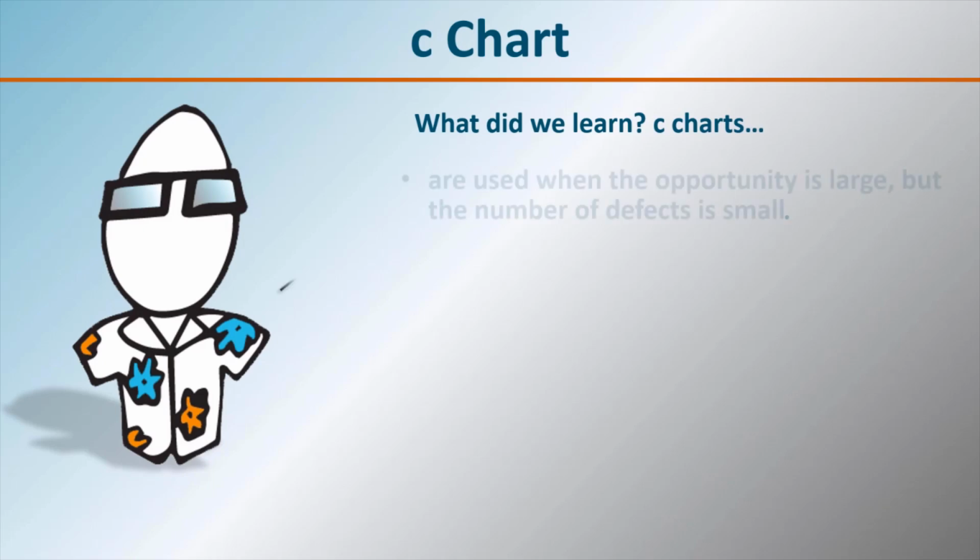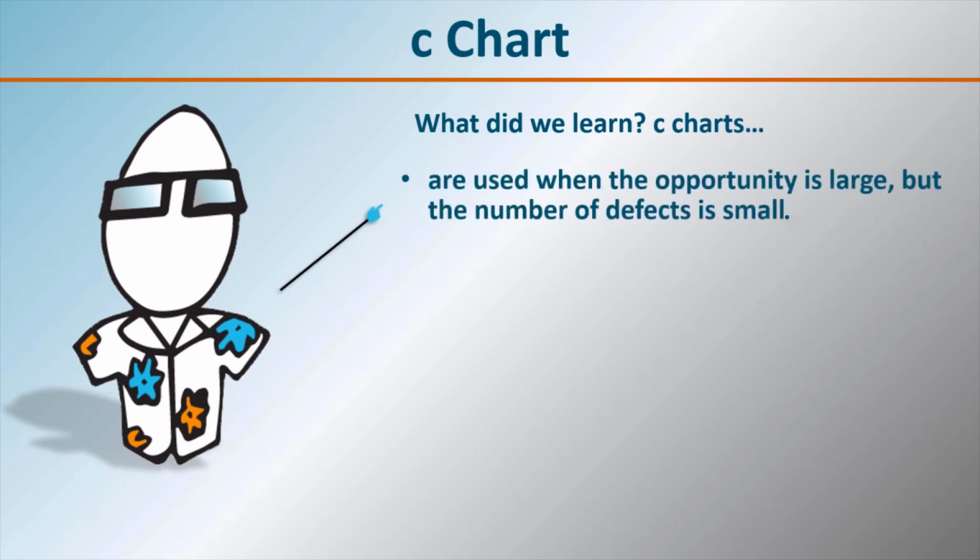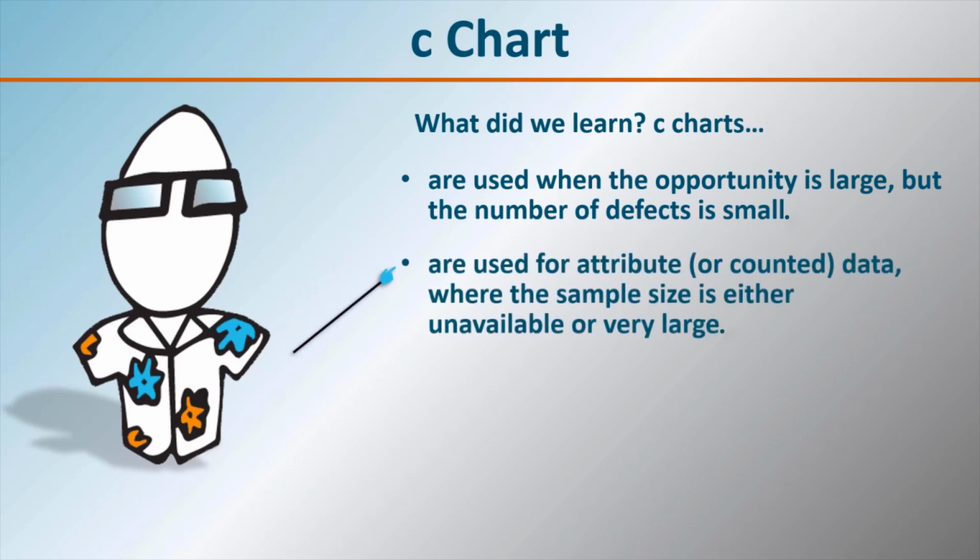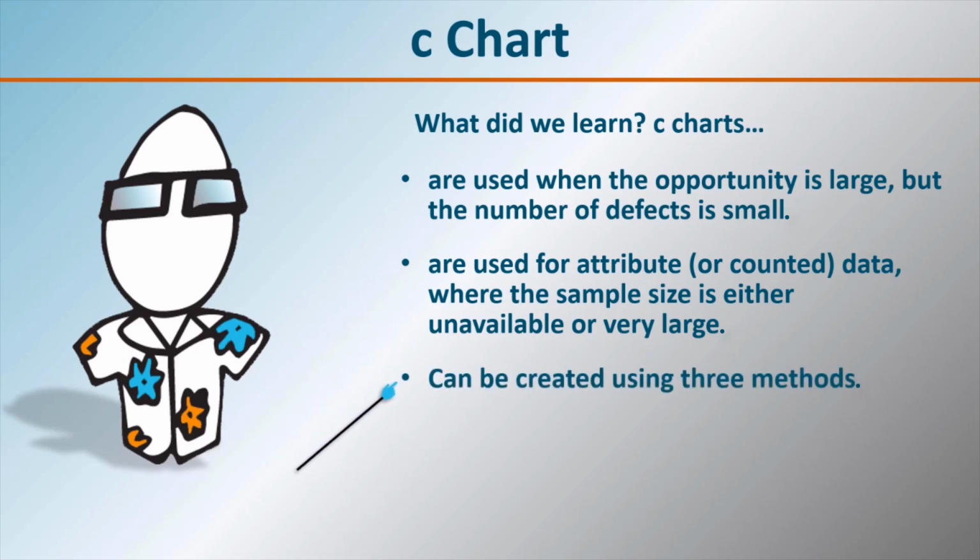So we learned that C-charts are used when the opportunity for errors is large, but the actual occurrences are low. We learned that C-chart data is attribute or counted, and the sample size is either unavailable or very large. And we learned that C-charts can be created in QI Macros using 3 methods: a quick chart, a template, or a dashboard.